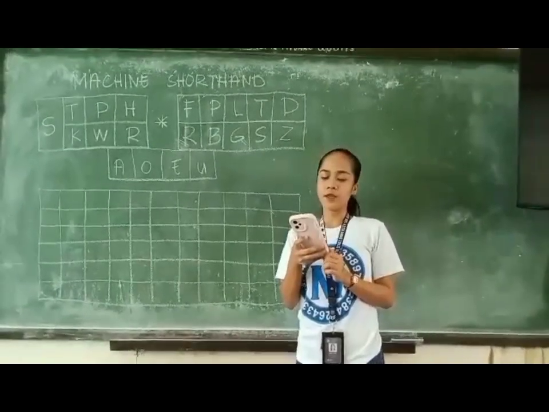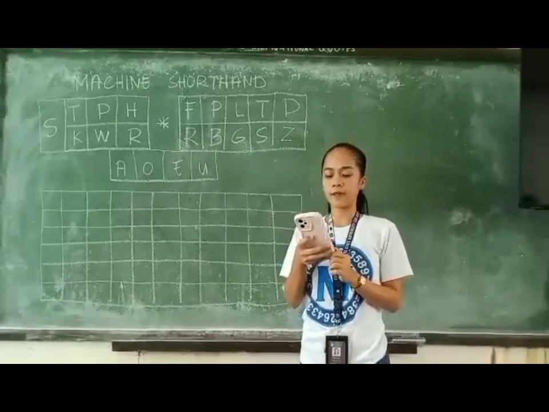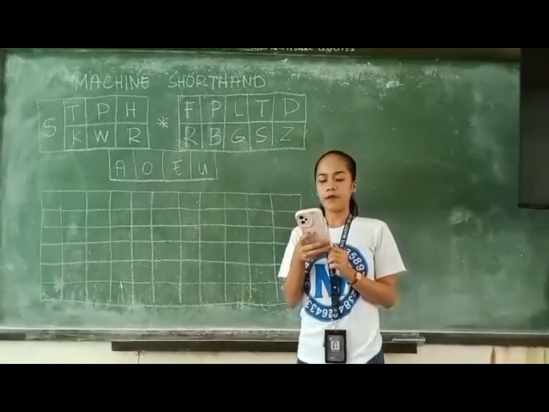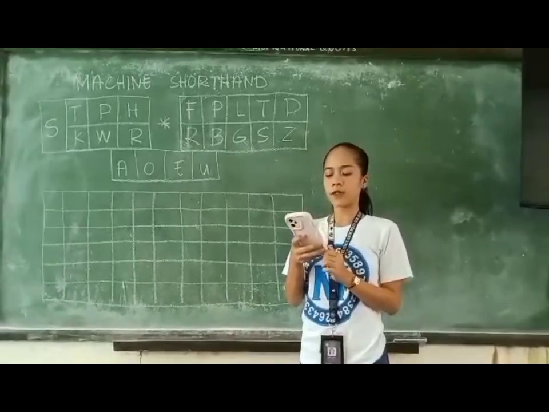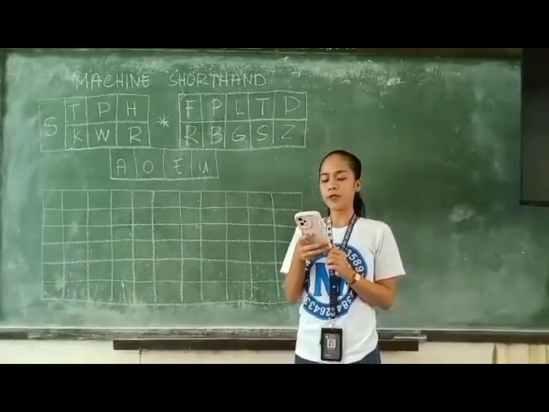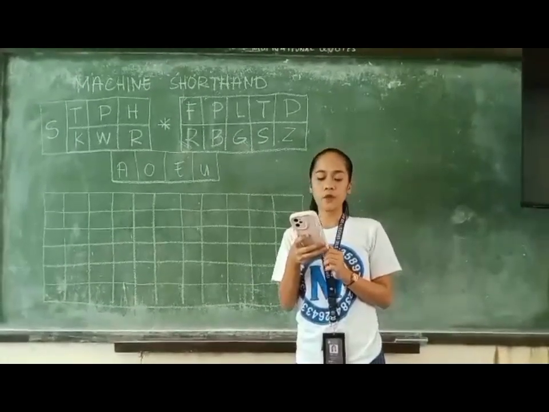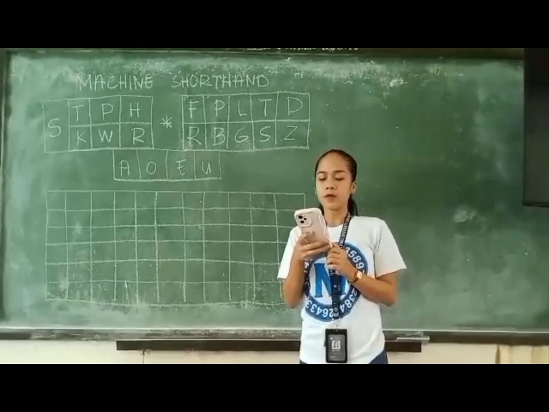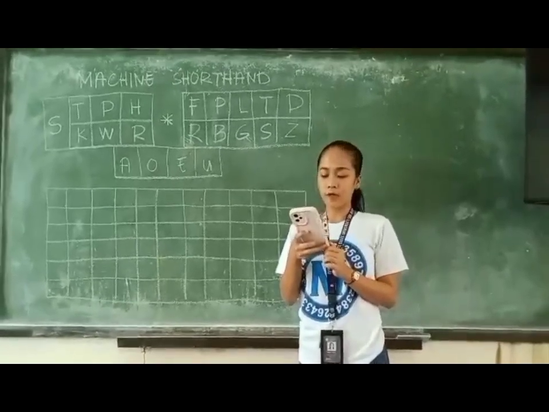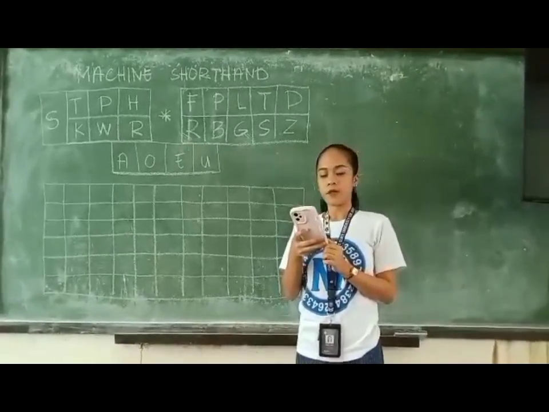Fifth is continuous learning and adaptation. Machine shorthand benefits from continuous learning and adaptation. They can be trained on vast data sets to improve accuracy, and they may incorporate feedback mechanisms to adapt to new linguistic trends, colloquialisms, or evolving language patterns.